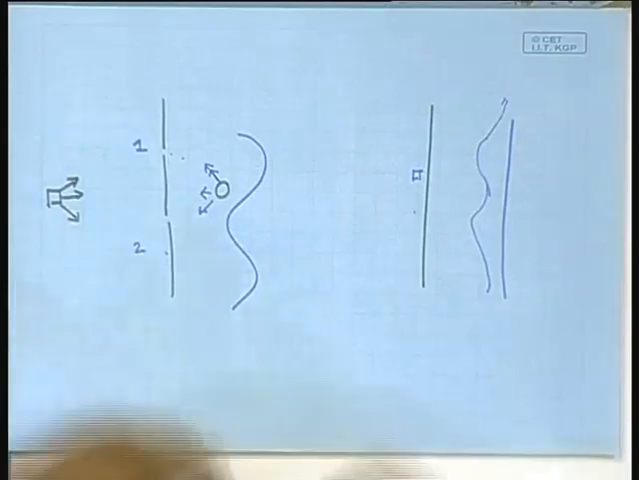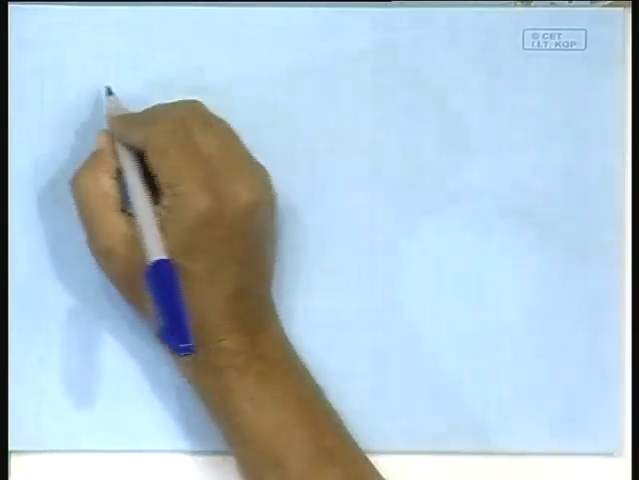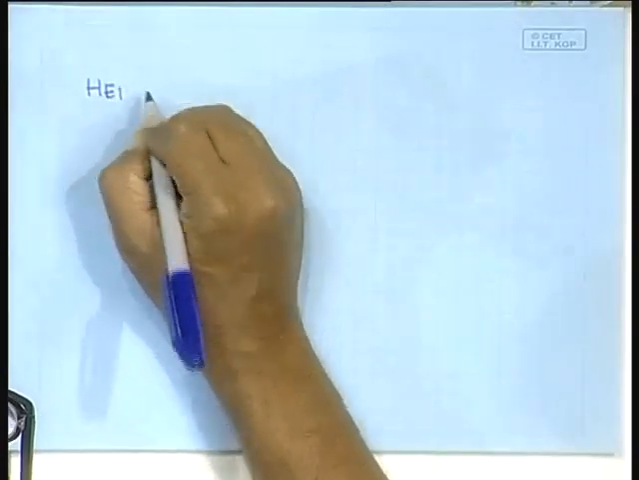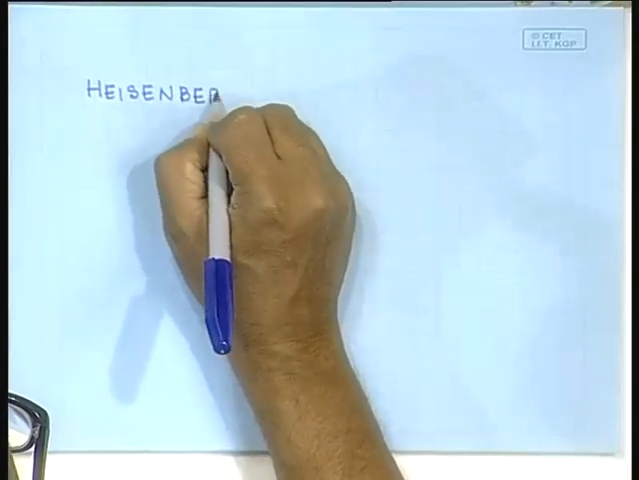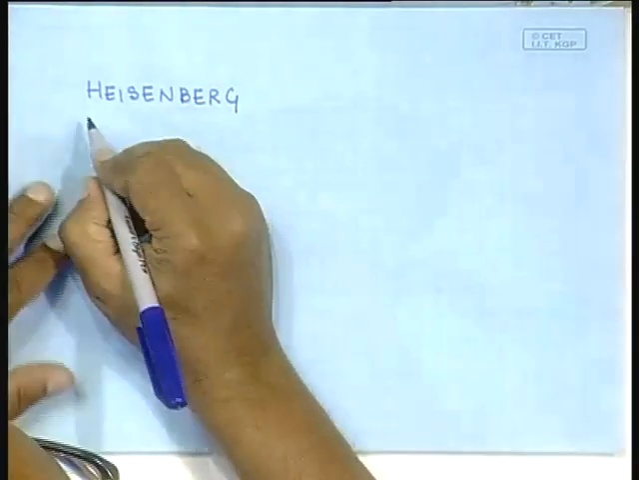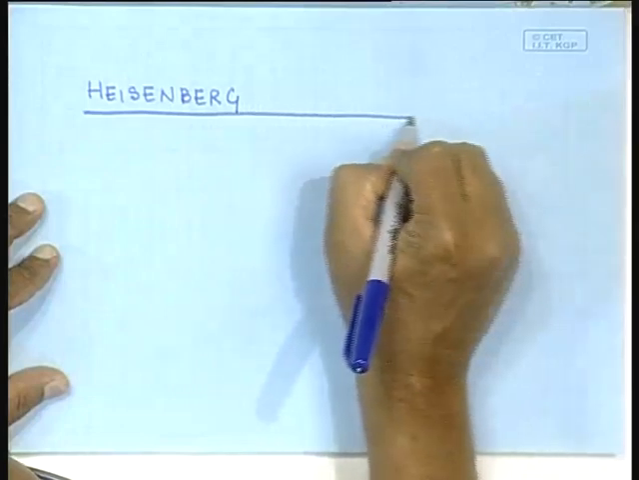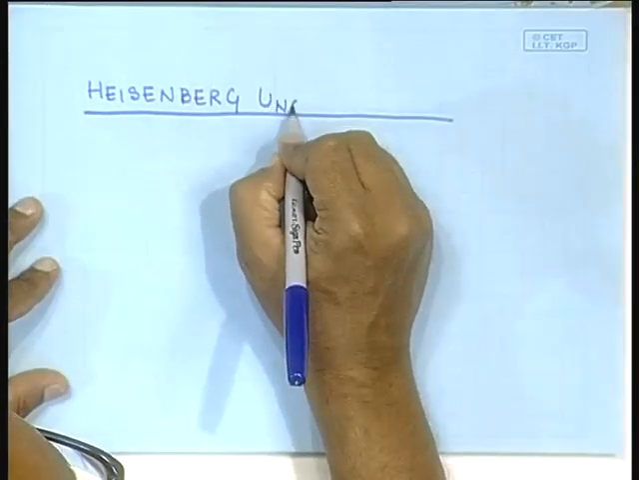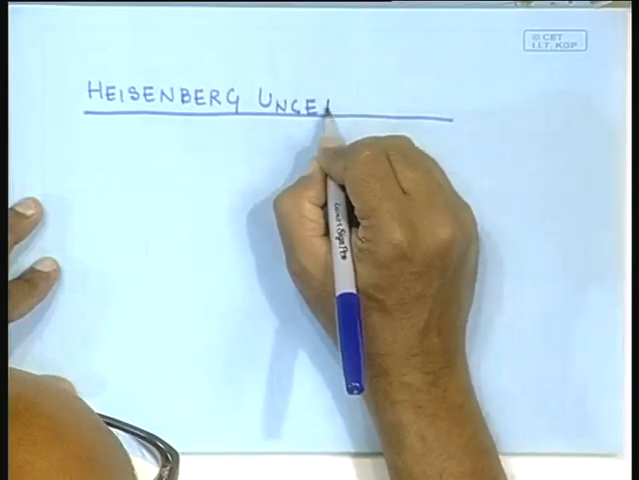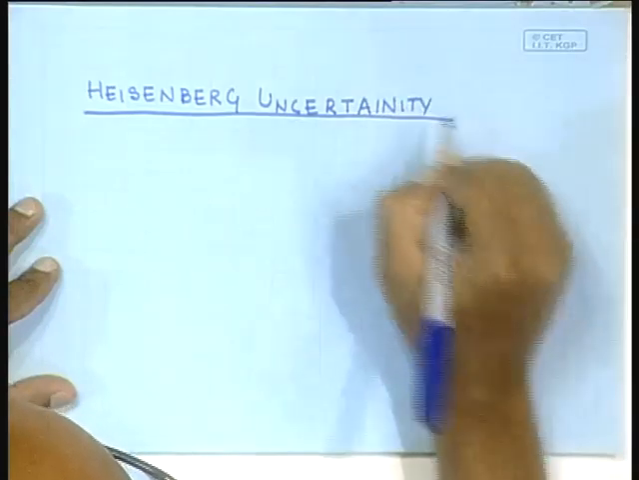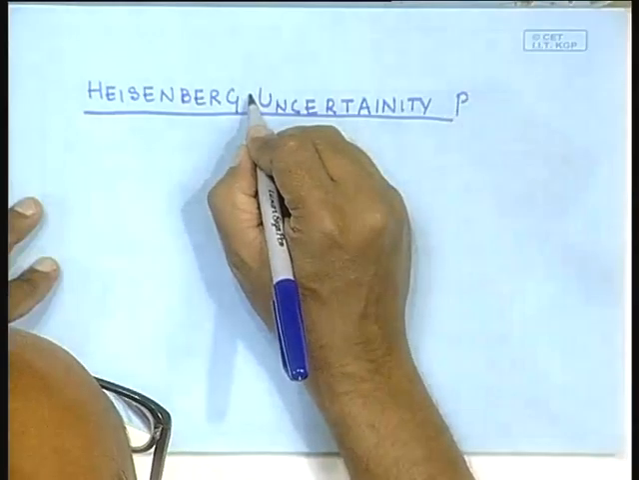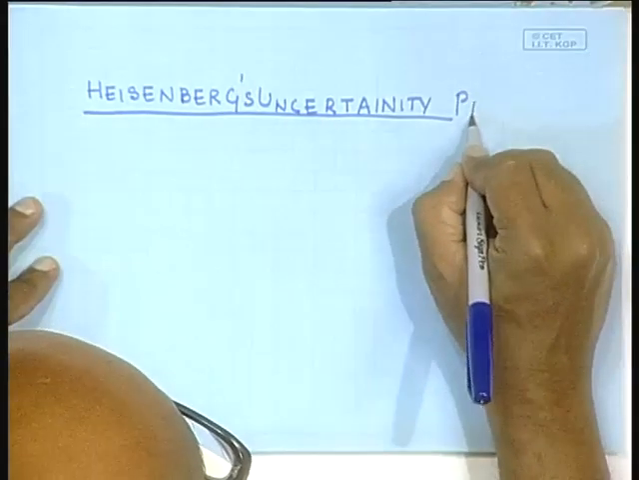So, there is an underlying principle on which the whole of quantum mechanics is based. The underlying principle is Heisenberg's uncertainty principle, which was originally proposed by the German scientist Heisenberg. Heisenberg's uncertainty principle.